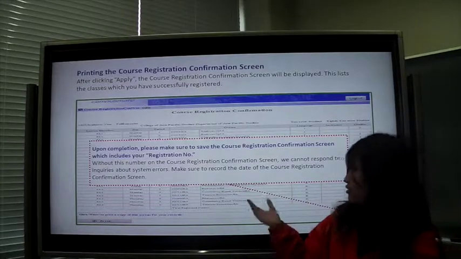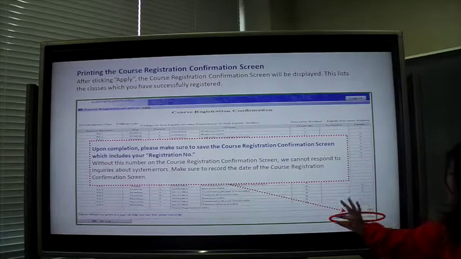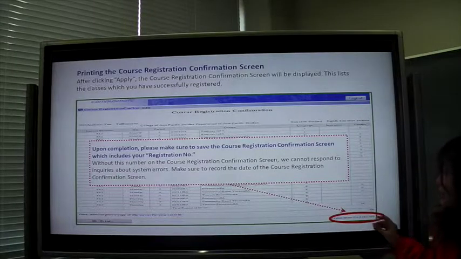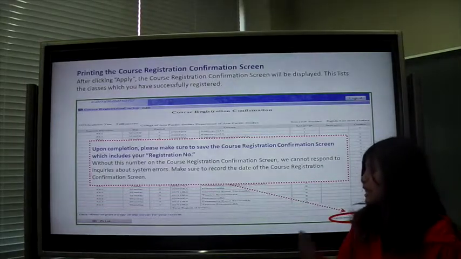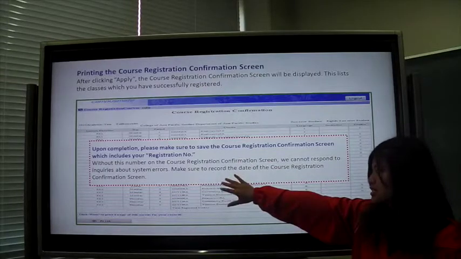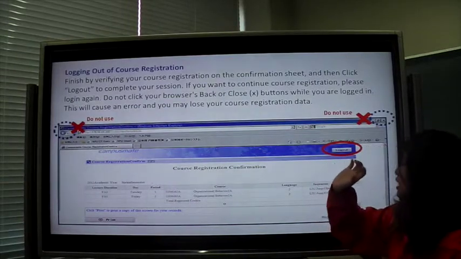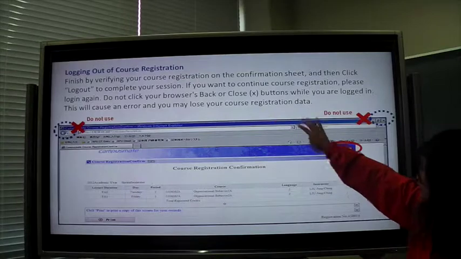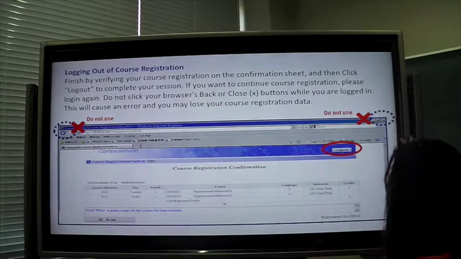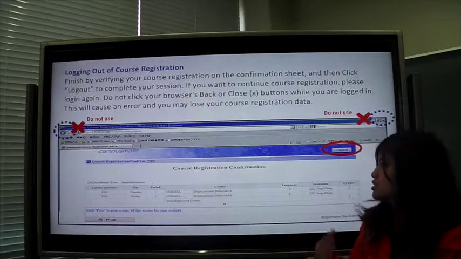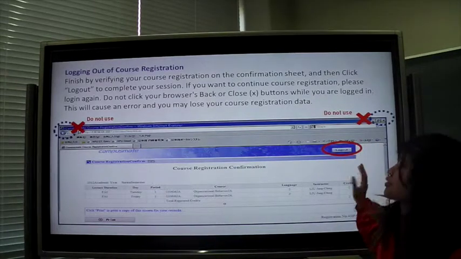Upon the completion of your course registration, please take note of your registration number or just take a picture, because there might be times that the system has an error, and for inquiries about your confirmed subjects, you have to show the registration number. In logging out, please do not press the browser's back button or click on ad websites, because it might cause a system error. So please click log out when you have finished your course registration.